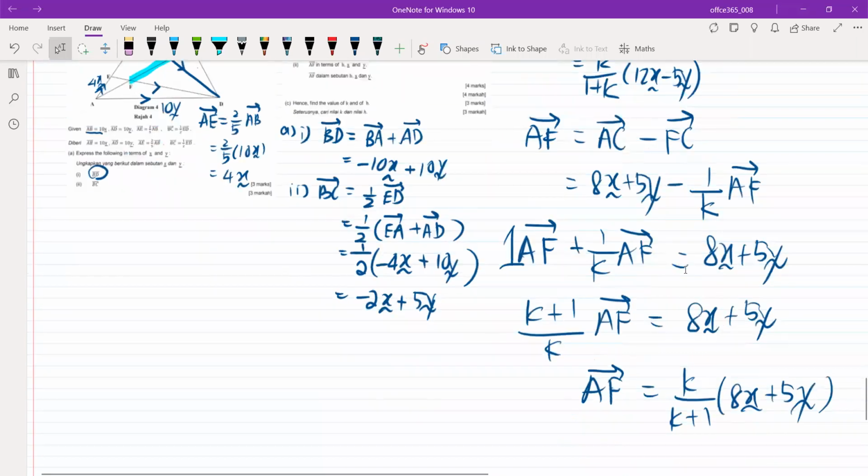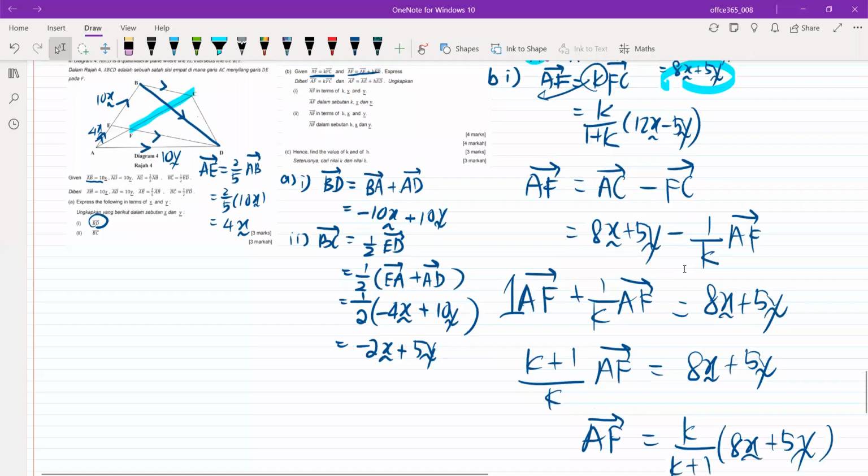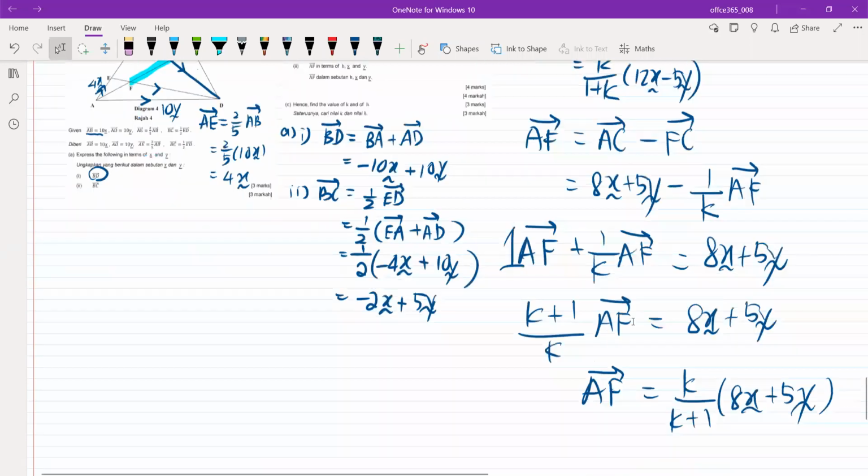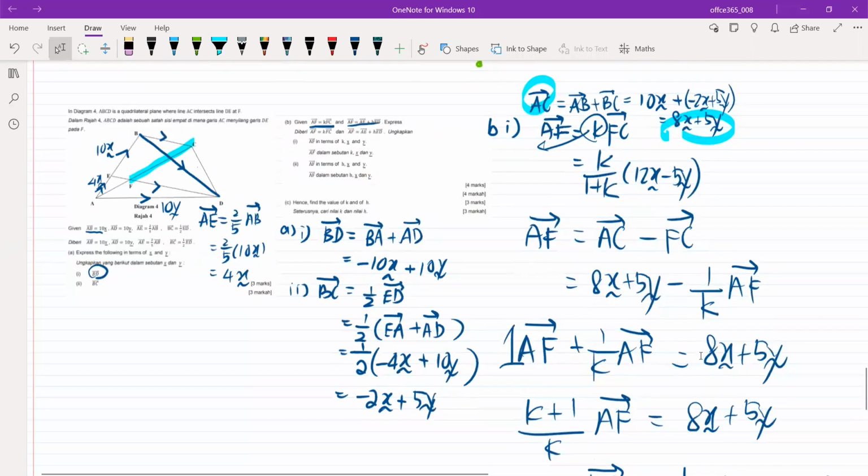I see. Anything missing? Should be getting 12x minus 5y. Class, is it here missing? I think got missing. I think minus wrongly here, is it? AB plus BC, AB plus BC, something wrong here. AB is what?